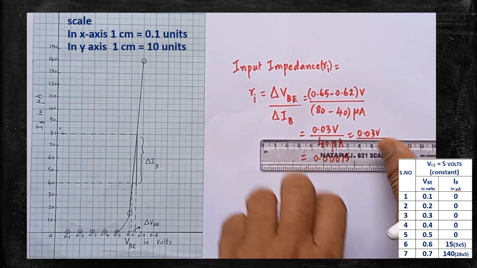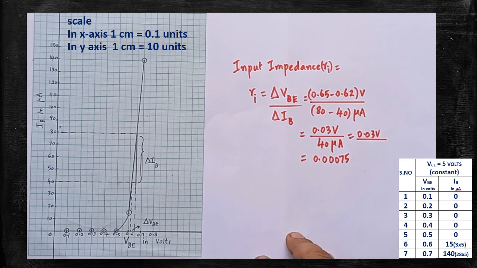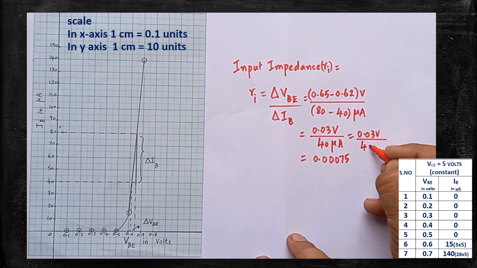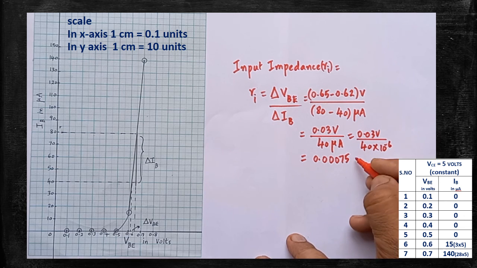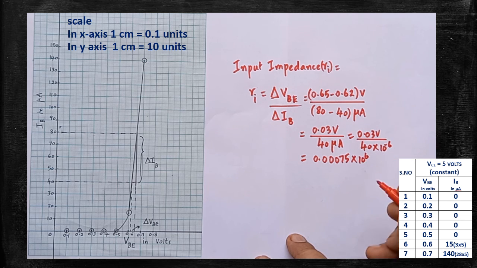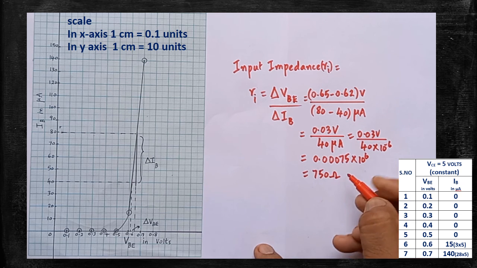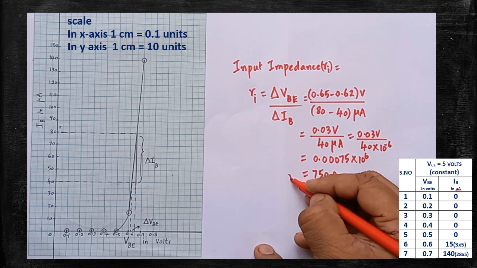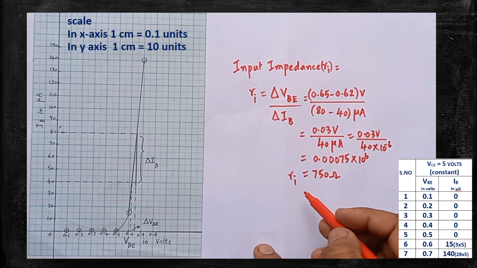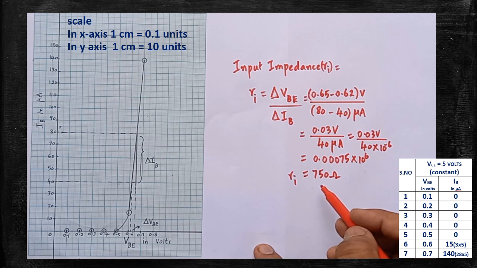divided by microampere, which can be converted into ampere: 40 into 10 to the power of minus 6. If it is brought up, that becomes 10 to the power of 6. After multiplication you will get 750 ohm. 750 ohm is the value of Ri. What is this called? Input impedance. Okay, so this is the method of finding the value of input impedance.